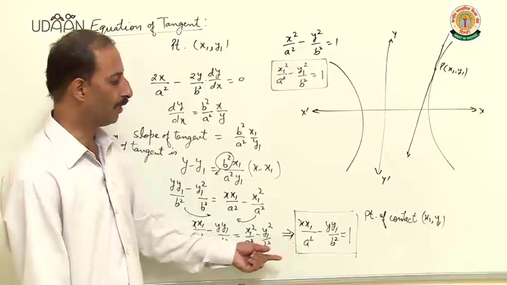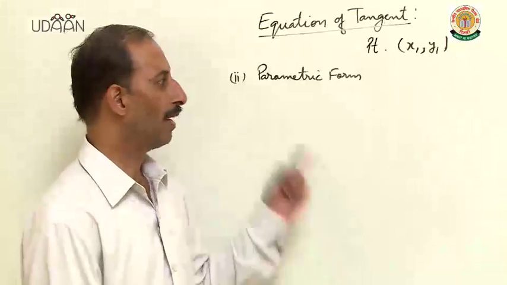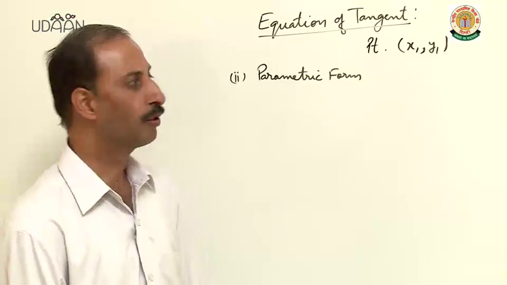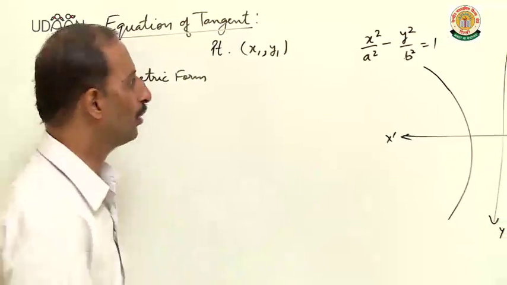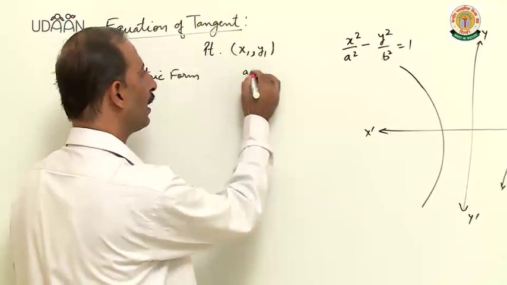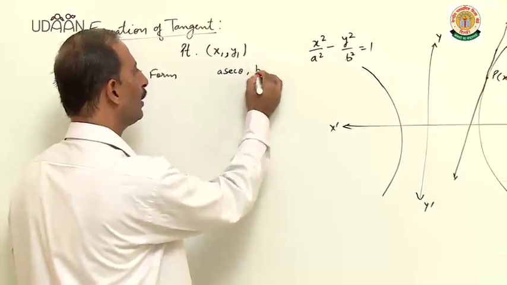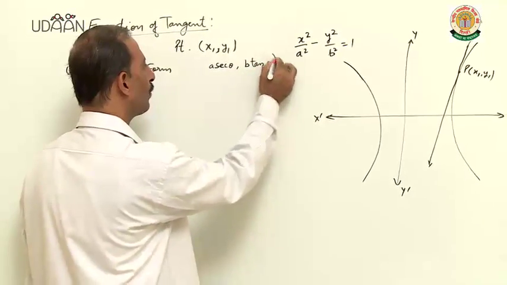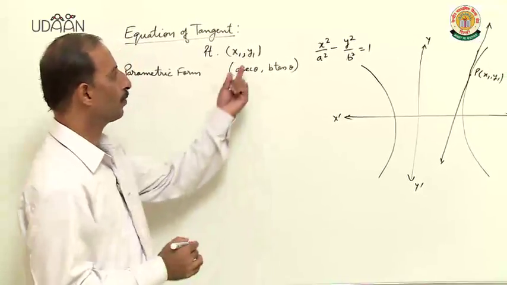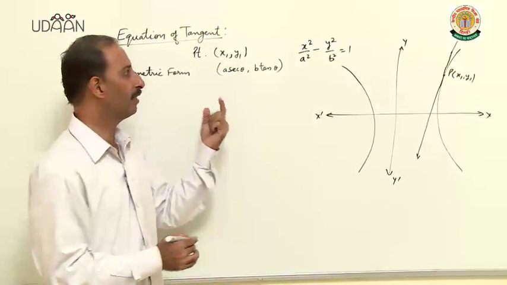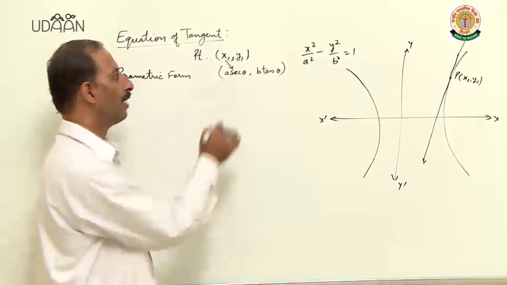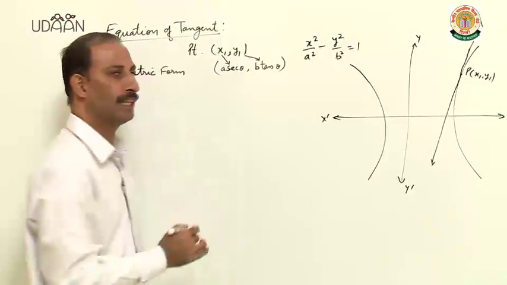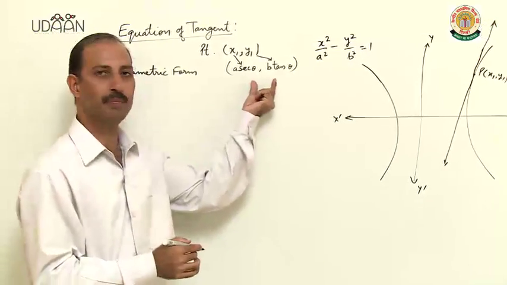Now next I will tell you another form, parametric form. You know children the parametric coordinates of the hyperbola. So we can take parametric coordinates as a sec theta, b tan theta. That is known as parametric form. So in the point form equation of tangent, we replace x1 by a sec theta and y1 by b tan theta. You will get the equation of tangent in parametric form.